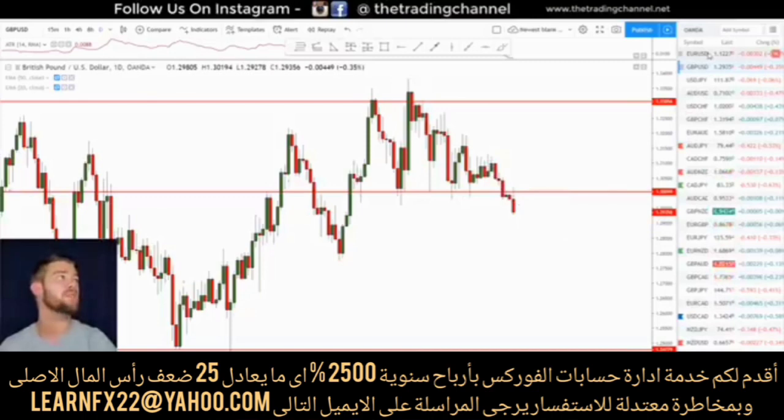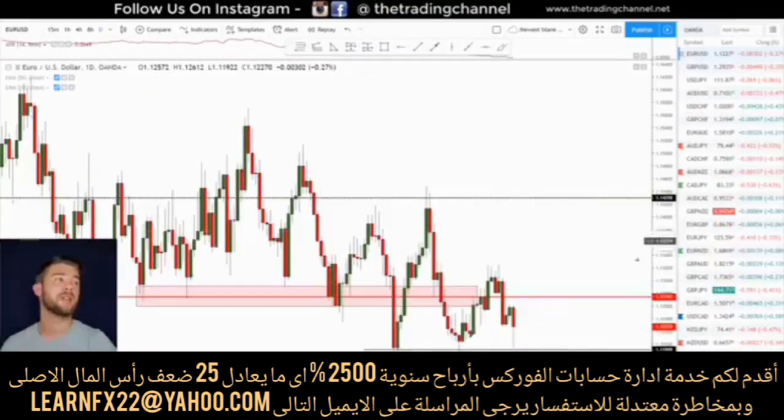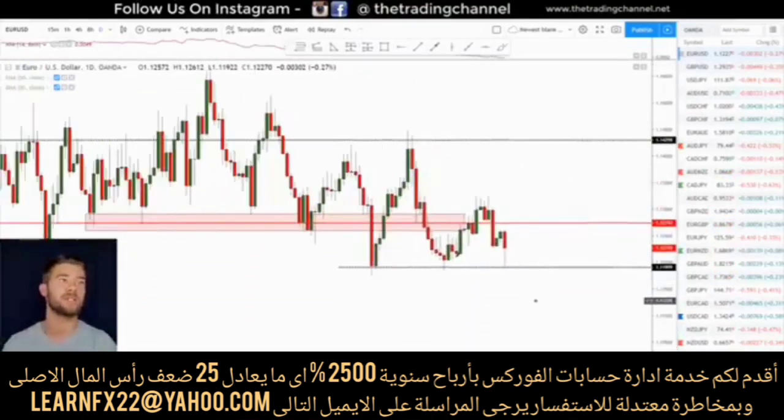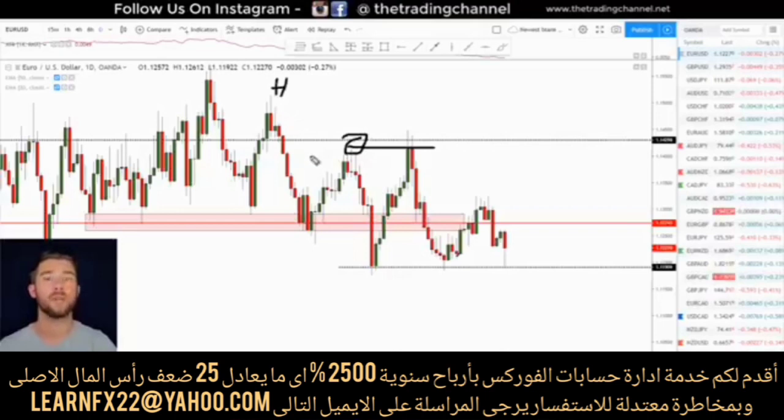Now let's go ahead and move on to the euro dollar. Here on this pair, last week we talked about this pair being in a downtrend. We'll go ahead and go through the entire three-step process. So last week on this pair, we said that we were in a downtrend because we did not break above our previous lower high. Right here, we'll go through this.